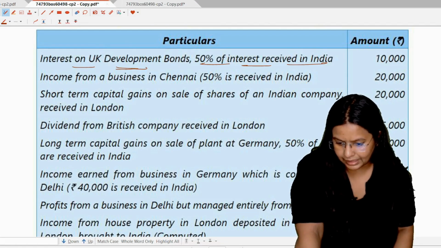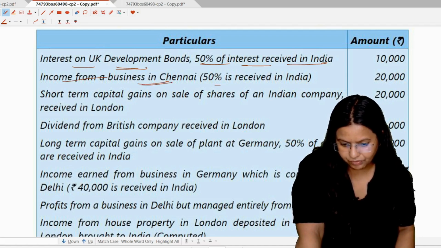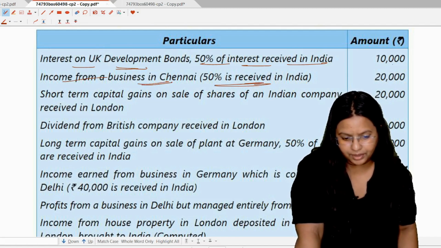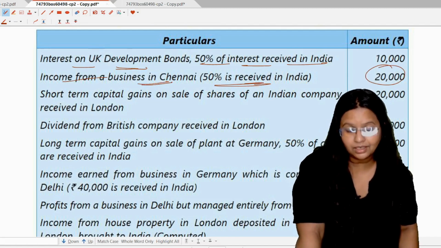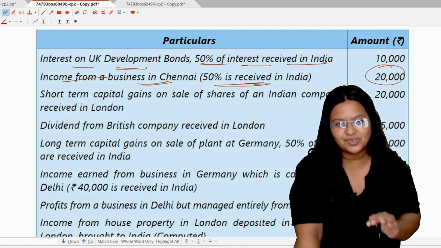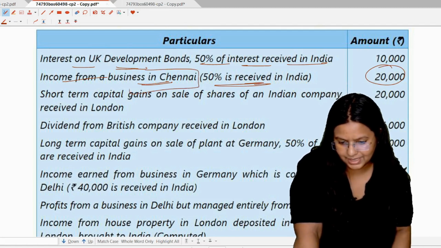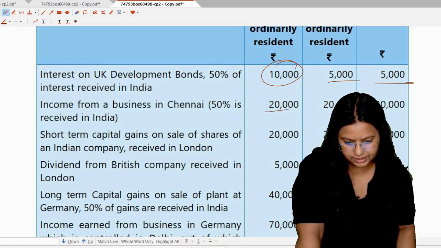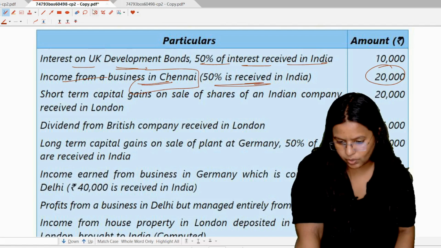Next point, income from a business in Chennai, 50% received in India. For the resident ROR, 20,000, 100%. For NOR and NR also, not 50%, students, because the accrual point is in India now. So the complete 20,000 will be taxable for all the persons. Here it is. Okay. Next question.